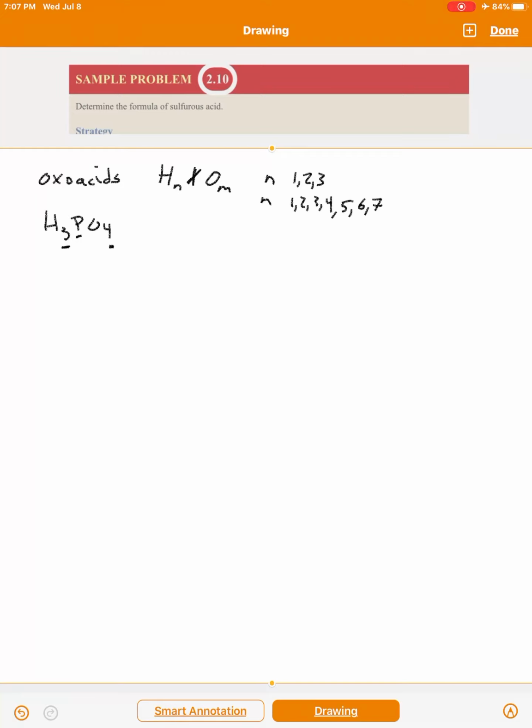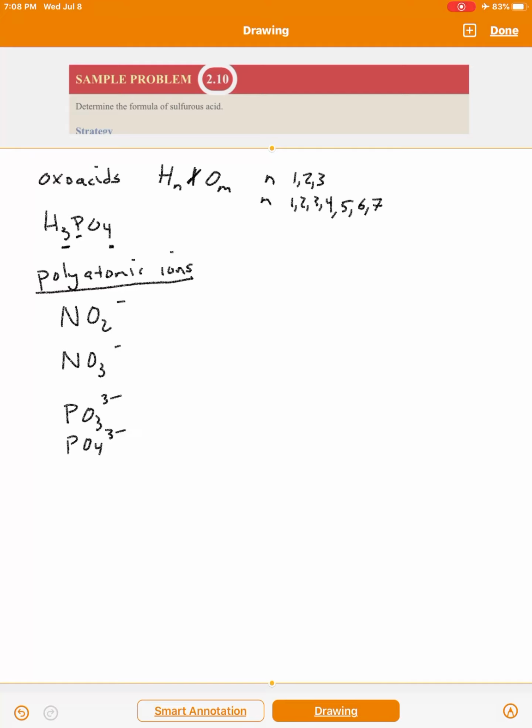It is essentially based on the names of the polyatomic ions. So we said earlier that it's important to memorize the formulas and charges and names of the polyatomic ions. And I'm going to show you how this is related to what we're talking about here. I'm going to put a few of the polyatomic ions in. I'm going to do PO3 3 minus, PO4 3 minus.